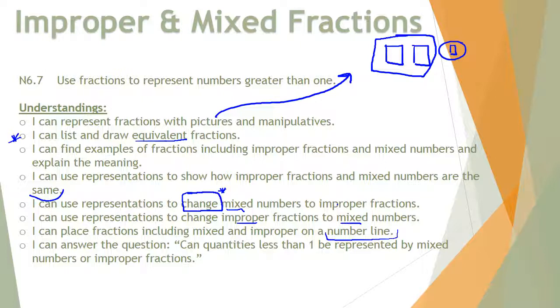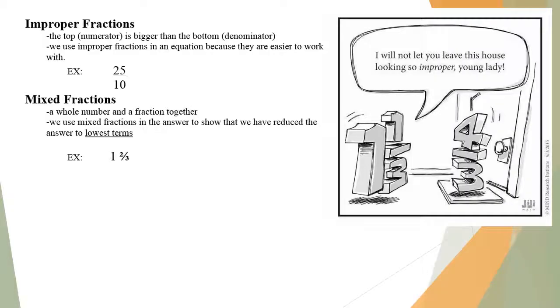Can quantities less than 1 be represented by a mixed number or improper fraction? Well, if you were listening to this first part, I already said that the whole point of improper and mixed is to show numbers that are greater than 1, because we have one whole, and then we have a little fraction to go with it. Maybe like that, right? Okay, let's have a look.